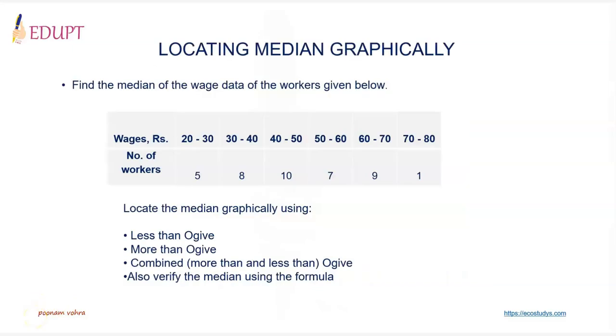Let's understand how can median be located graphically with the help of a numerical example. This example is about the wages of the workers, where wages are given in class intervals beginning from 20 to 30 till 70 to 80. Number of workers are given as frequencies. You need to locate the median graphically using less than OGIVE, more than OGIVE, then a combined OGIVE, and finally verify the median using the formula.